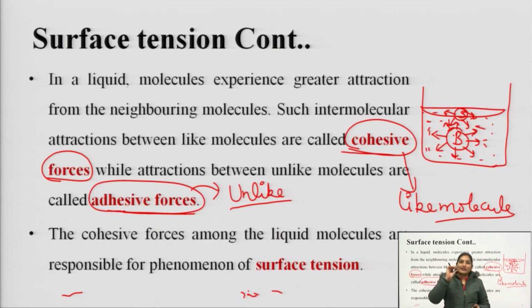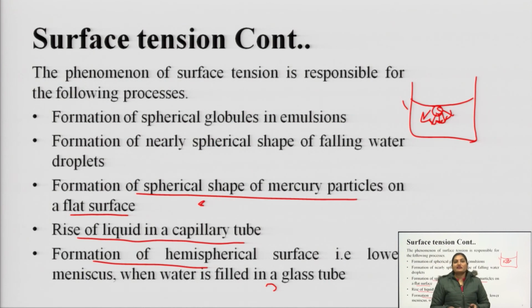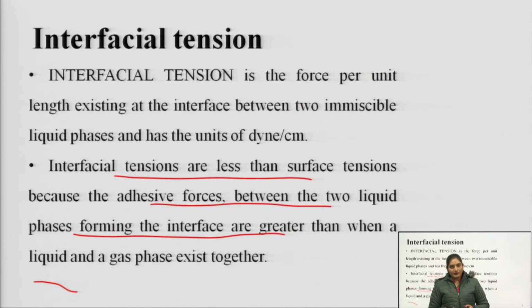Okay. And the attractions that exist between like molecules are called cohesive forces, and the attractions that exist between two unlike molecules are called adhesive forces. So, the cohesive forces among the liquid molecules are responsible for the phenomenon of surface tension, and surface tension is denoted by gamma, and the unit of surface tension is dyne per centimeter in the CGS system, and in the MKS system it is Newton per meter.